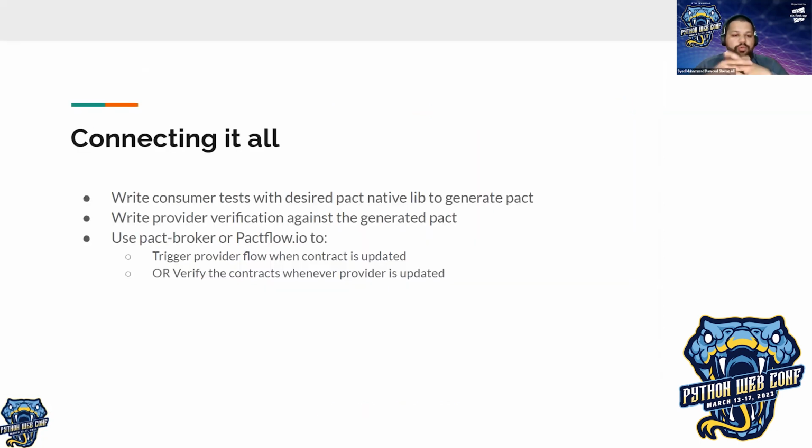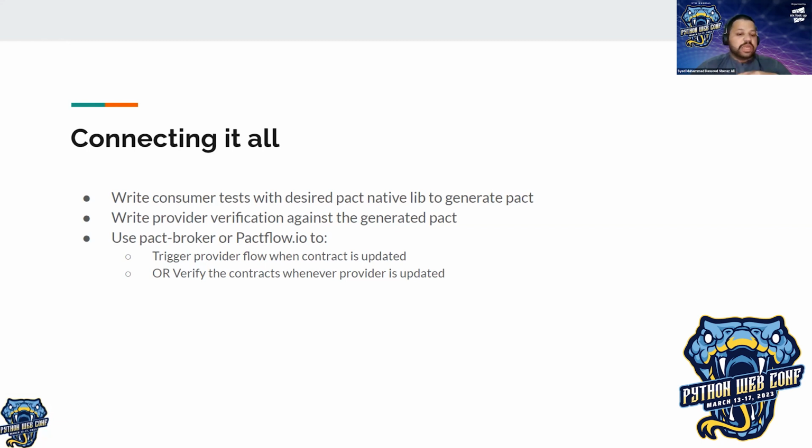So connecting it all together, we'll write some sort of consumer test with our desired Pact native library that will generate a contract, or Pact. We'll write provider verification on our provider side, and then using Pact Broker or PactFlow, we'll set up our CI. So our CI can trigger provider verification when our contract is updated, or verify the contract whenever we make some changes on our provider side.